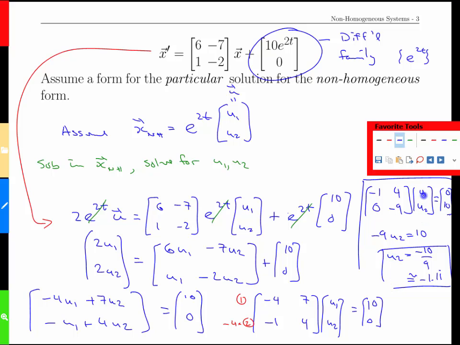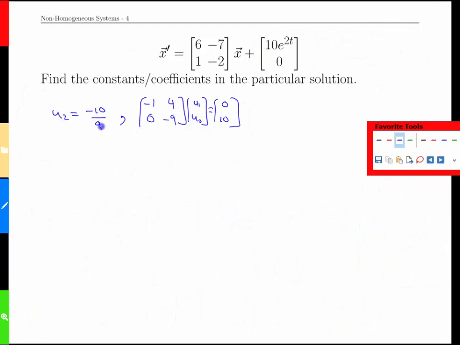Having found u2, we can then back solve for u1. We'll do that on the next page. We found u2 is minus 10 ninths, so we can then proceed and say that minus u1 plus 4u2s is equal to 0. So u1, bring that over, it's negative 4, but that's negative 2, so we have 4u2s, and so that's negative 40 over 9, 4 times that.